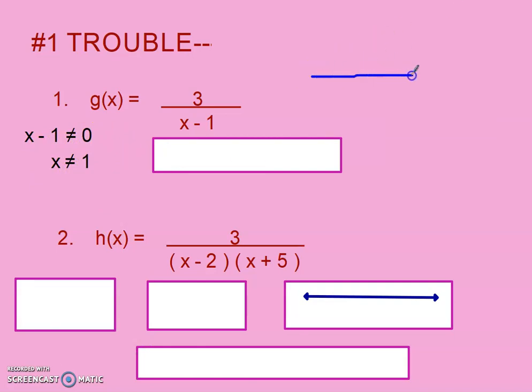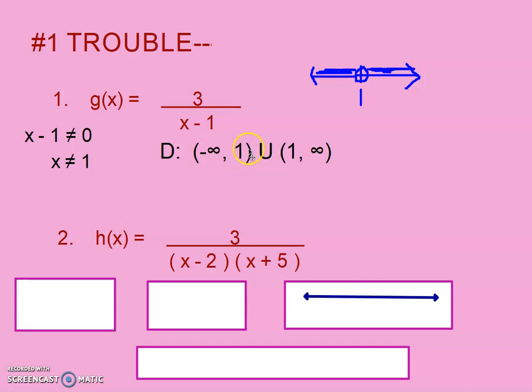So if we're thinking about a number line real quick, I might already have one sketched there. We're looking at our x value of 1. 1 can't be part of our answer, so it would be an open circle there, but we would shade everything to the left and everything to the right. So we would write that in interval notation. Our answer would be negative infinity to 1, union 1 to infinity, with parentheses on all ends.